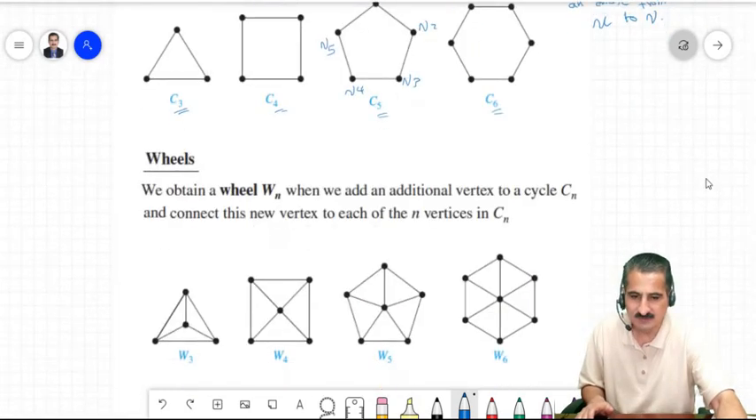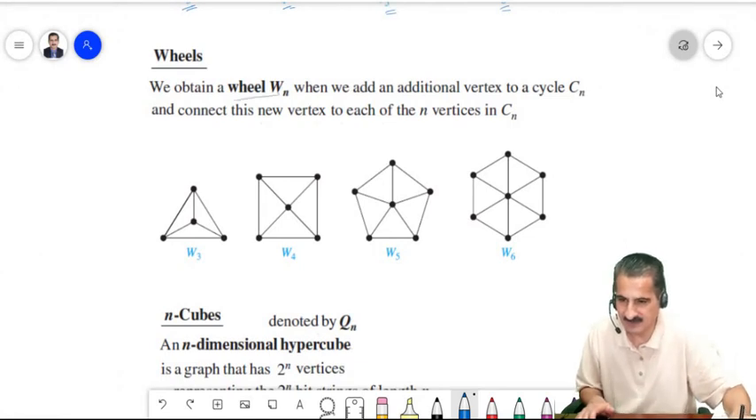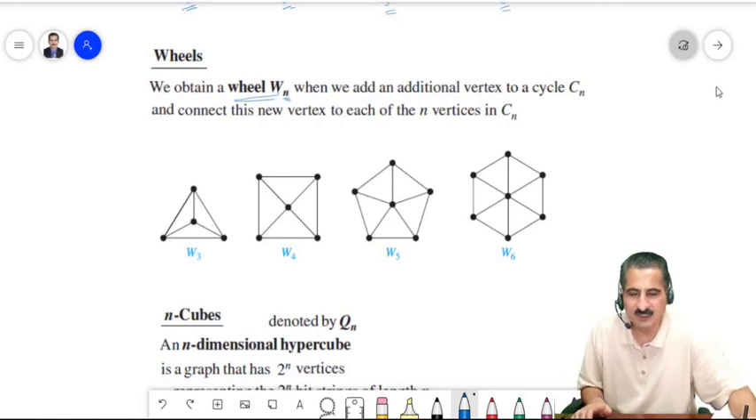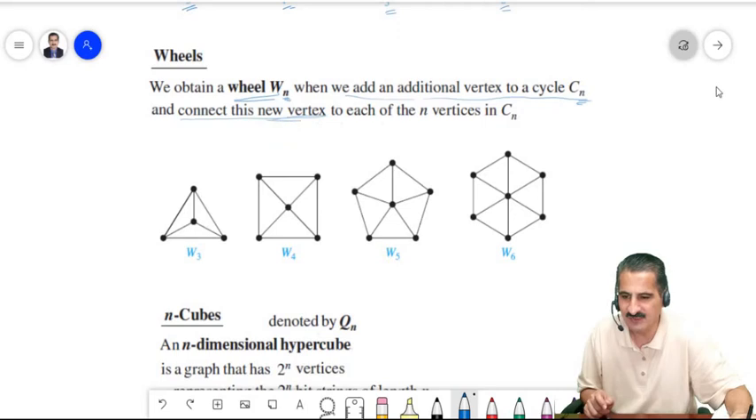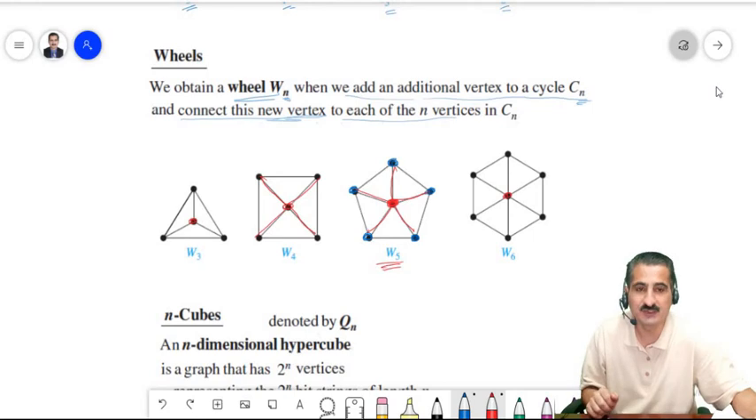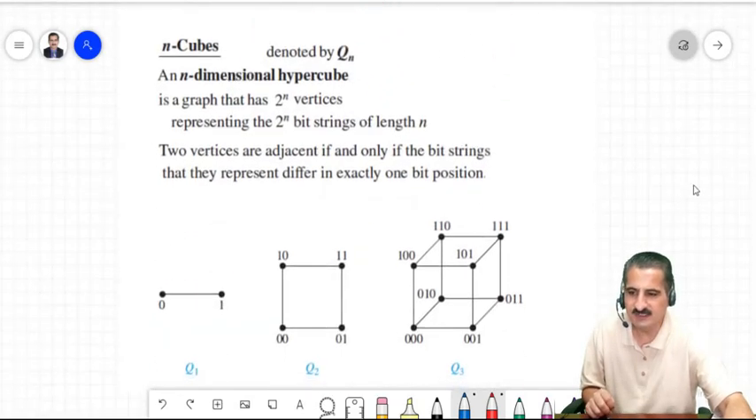Okay, a wheel. We know what a wheel means. W with n vertices. We obtain a wheel when we add an additional vertex to the Cn. So we have a cycle, but we want to add an additional vertex. And this new vertex is connected to each vertex in the Cn, which is simply, if we go back here, these in blue give us the C5, right? Now, if we add this vertex here and connect it to every vertex in C5, then we get W5. Same thing for W4 and W3. So a wheel is putting an additional vertex and connecting it to every other vertex in the Cn.